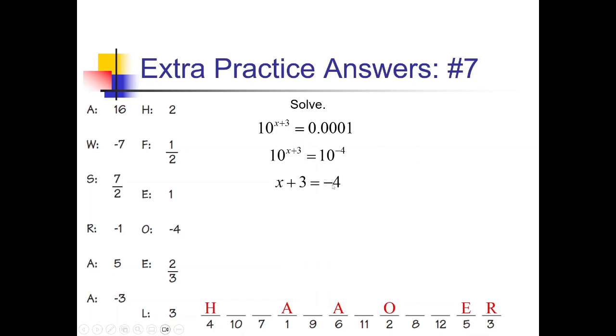Once we do that, we can cancel out our base 10s, giving us just x plus 3 equals negative 4. And then I just have to subtract 3 to get x by itself, so that's going to be x equals negative 7, which is right there. That's W, so that's going in spot 7. Negative 7 in spot 7. Nice.